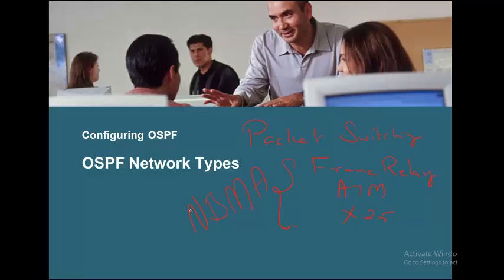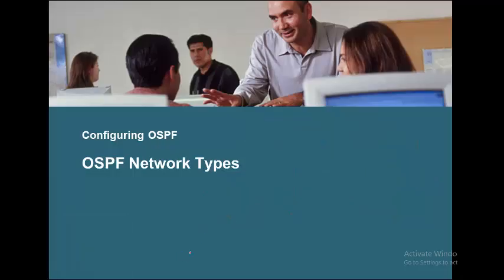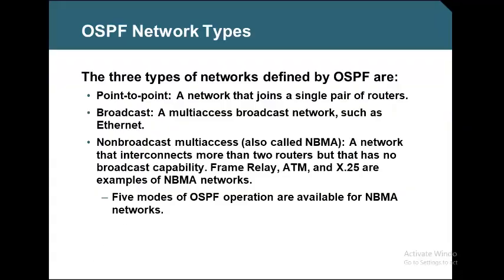Instead of Ethernet, PPP or MPLS, if you are running any one of these, then it is non-broadcast multi-access. In non-broadcast multi-access, you have these 5 modes. We saw this one, we saw this one. Now we are here.